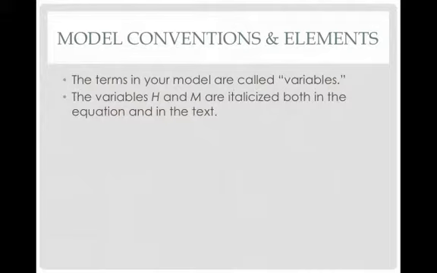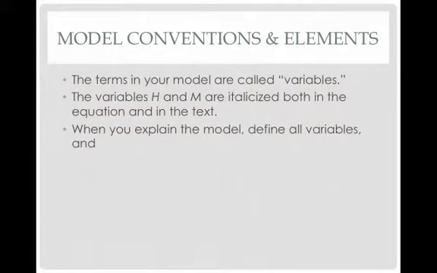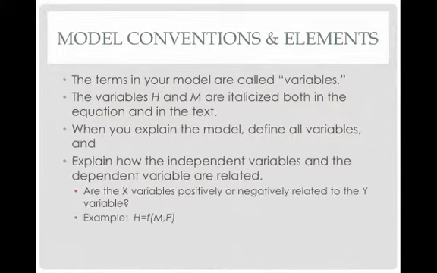The variables H and M from that earlier model are italicized both in the equation and in the text, so that's a convention, so you know that it's a variable. When you explain the model, you have to say what all of the letters mean, what all the variables are, and then you also have to say how the independent variables and the dependent variable are related. So we need to know, are the X variables positively or negatively related to the Y variable?